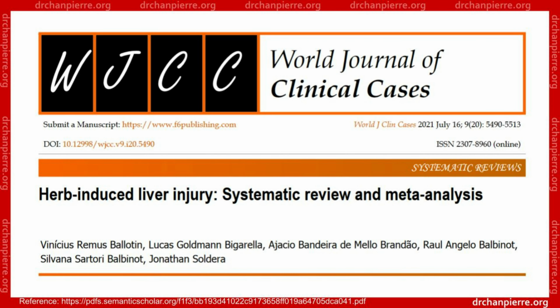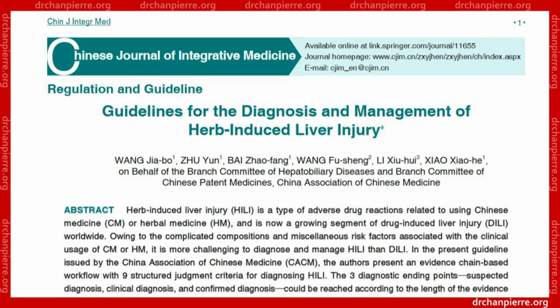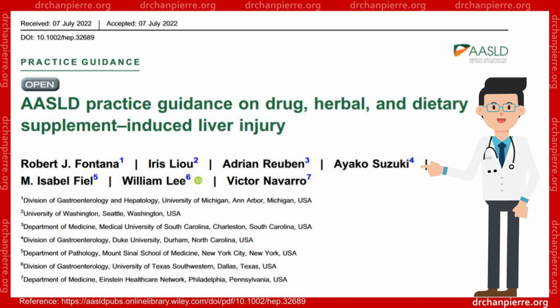In a 2021 Brazil study, 46 references with a total of 936 cases reported were reviewed. They found 79 types of herbs or herbal compounds related to herb-induced liver injury. Liver transplantation was necessary for 6.6% of these cases, and deaths were observed in 10.4% of the cases. In 2018, a group of China doctors developed clinical guidelines for the diagnosis and management of herb-induced liver injury. Supplements can cause severe hepatotoxicity that can have variable clinical, laboratory, and histological phenotypes.